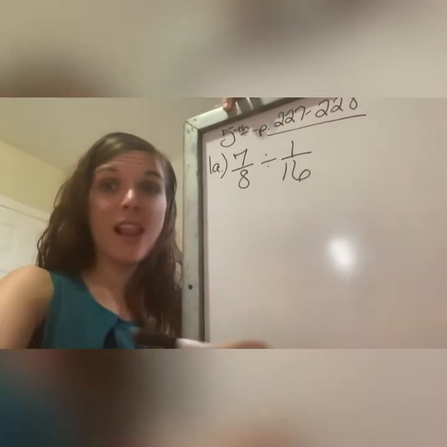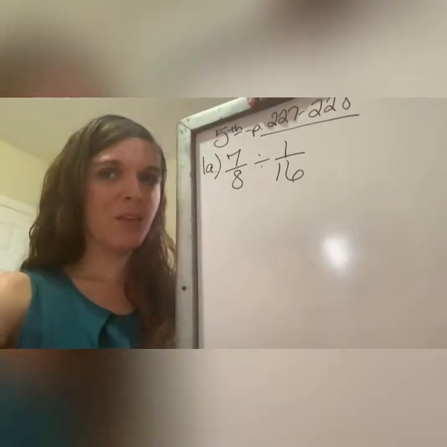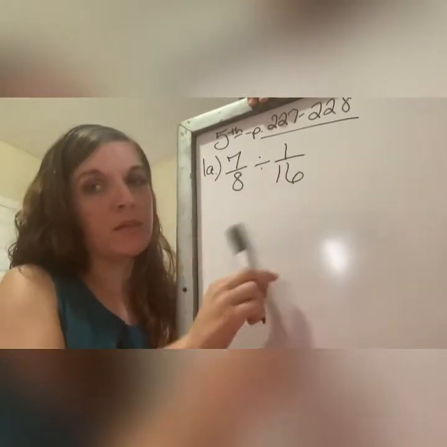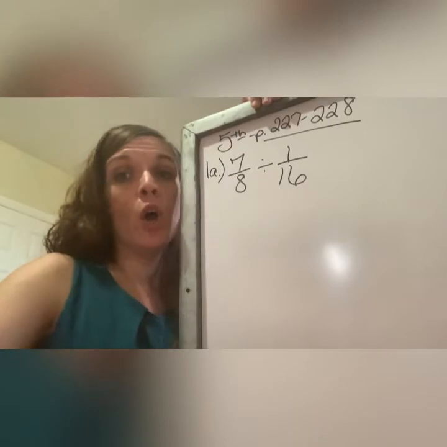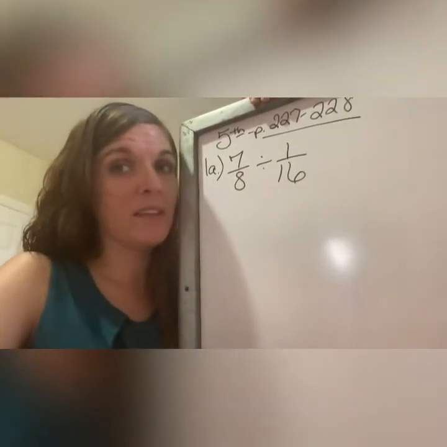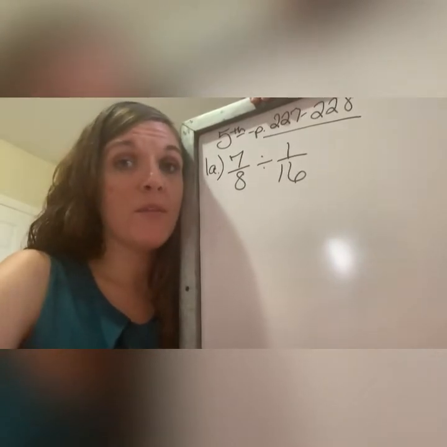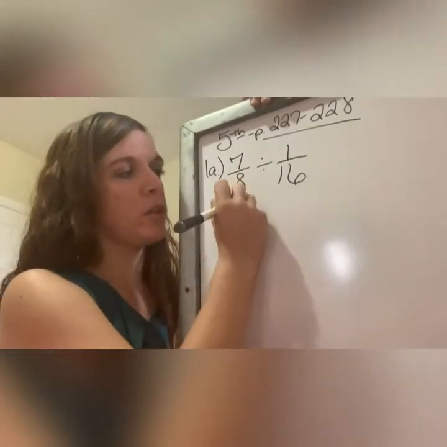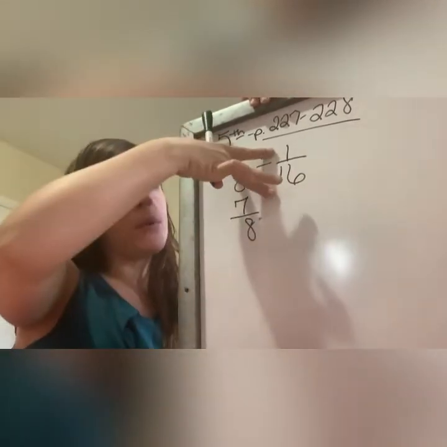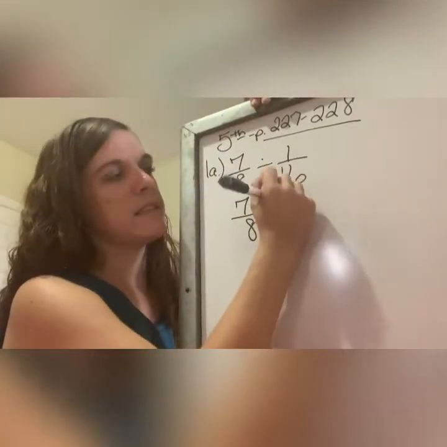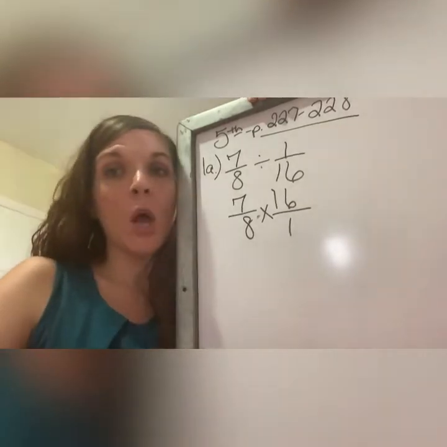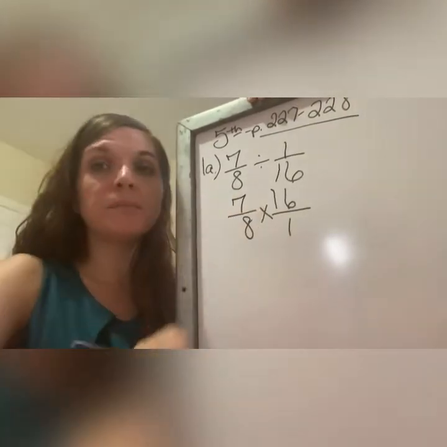Okay? So let me show you how to do it. Now, what have we been learning before? If a whole number is here, you have to put it with 1 on the bottom, then flip-flop and multiply. Well, in this one, it's already a fraction. But when we divide, what's our phrase that we always say? Flip-flop and multiply. So look what you do. 7/8 stays the same. But then we flip-flop this. So 16 goes on the top, 1 goes on the bottom, and we multiply. Flip-flop and multiply, right?